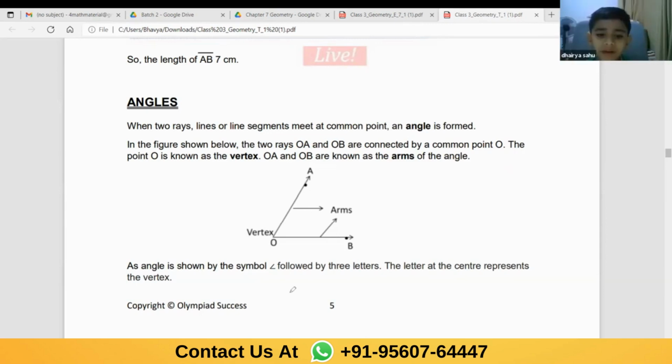But ma'am, why do we put this angle sign before any letter? So that it tells us that we are talking about an angle. Otherwise there will be confusion whether we are talking about a line segment or a line or what. What exactly are we talking about?